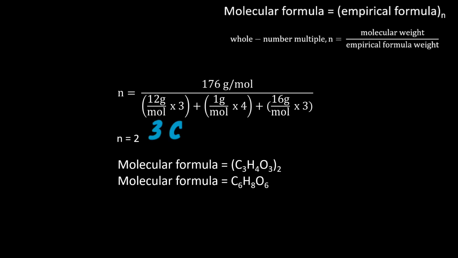There are 3 carbon, so that's why 3 times 12 gram per mole, because the molar mass of carbon is 12 gram per mole, plus 1 gram per mole times 4, because there are 4 hydrogen and the molar mass of hydrogen is 1 gram per mole, plus 3 times 16 gram per mole, 3 because there are 3 oxygen and the molar mass of oxygen is 16 gram per mole. And the whole number multiple n here is 2. So that means the subscript n is 2. By multiplying the subscript n, 2, into the empirical formula, we get the molecular formula for ascorbic acid as C6H8O6.